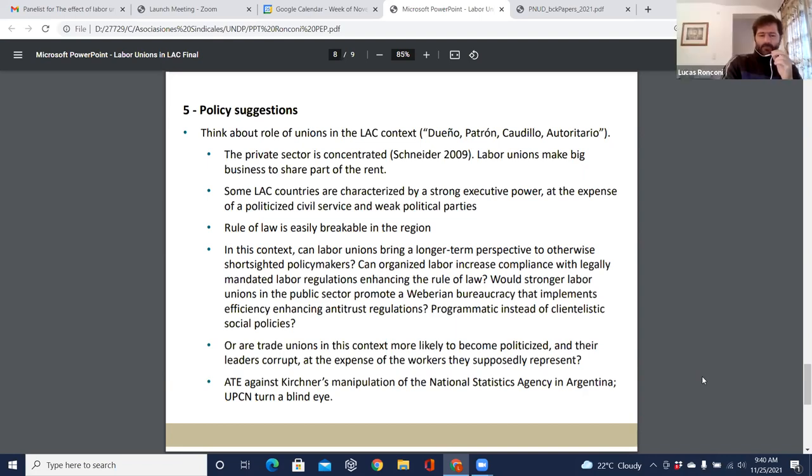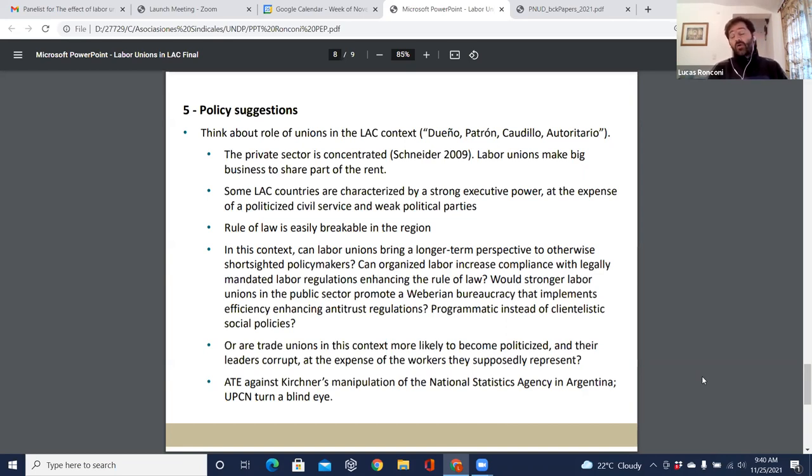Again, even in the countries where labor unions are quite weak, in some place in the public sector, you might find a labor union. And even in that case, it might have a little bit of a veto power over certain things. For example, the public education sector. In almost every country in the region, there is a labor union organizing public sector teachers. And in some of those countries, the labor union is very, very strong.